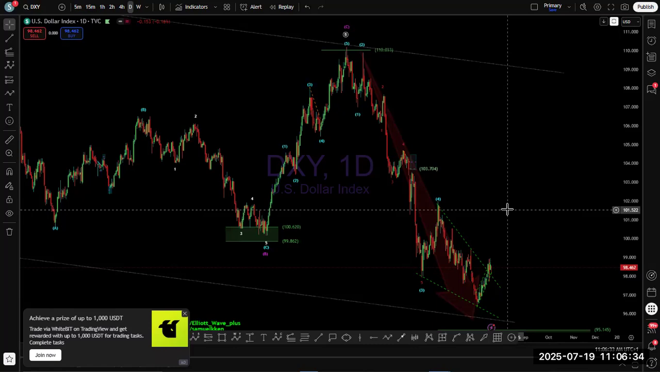I trade and analyze the market using an advanced method of Elliott Wave strategy.